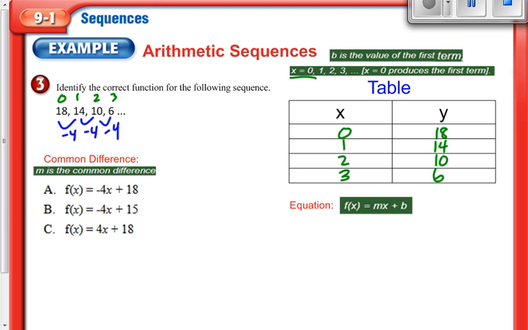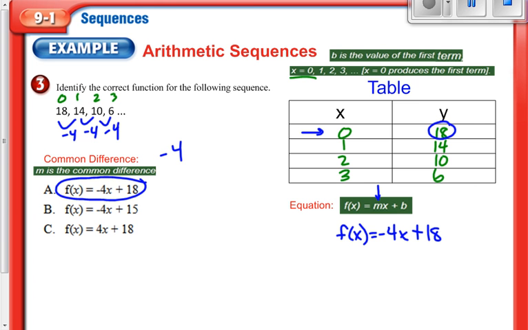Have our table filled in. Have that common difference being negative 4, which is our m value. When x is 0, we get our b value. So f of x equals negative 4x plus 18, giving us option A.